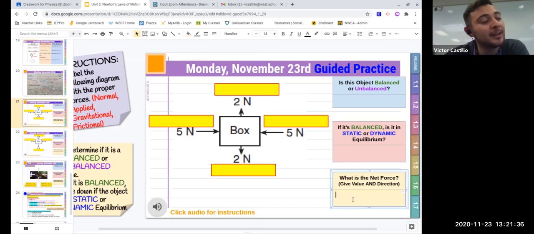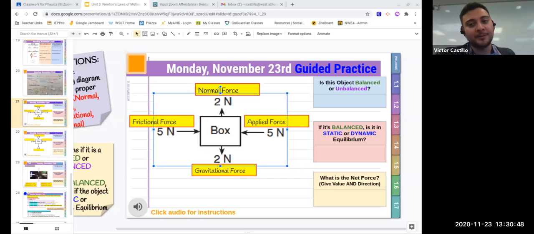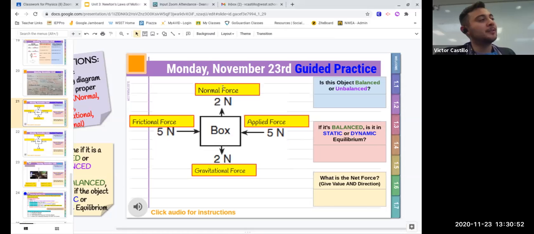And the last one, what kind of net force is it? Is it 0 or is it a non-zero value? Awesome, thank you for those ones. So we know normal force is the force pushing up, gravitational force is the one pulling down, applied force and frictional force are opposite of each other. So is this object balanced or is it considered unbalanced?